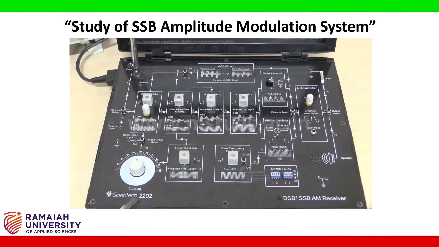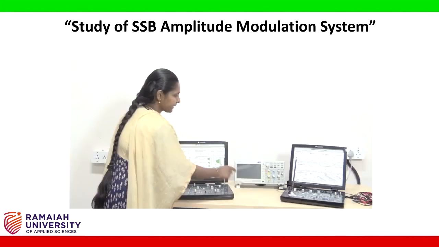This is Scientech 2202 kit. This is AM receiver kit. It also supports double sideband and single sideband modulations. In this experiment, we will use this for SSB demodulation.